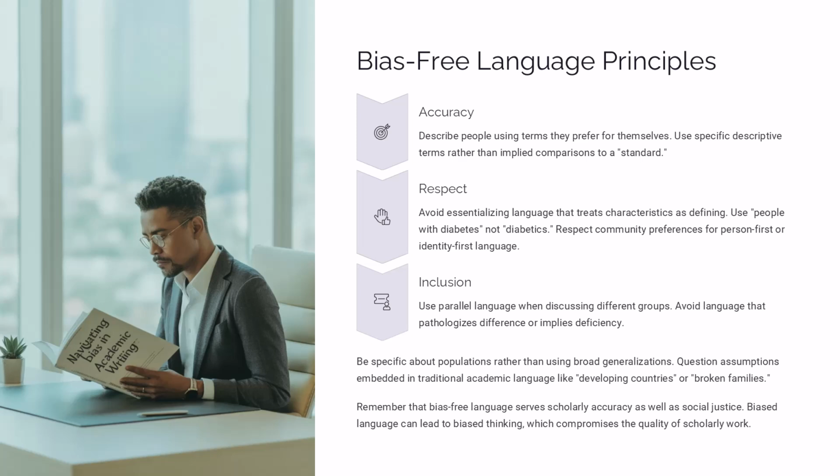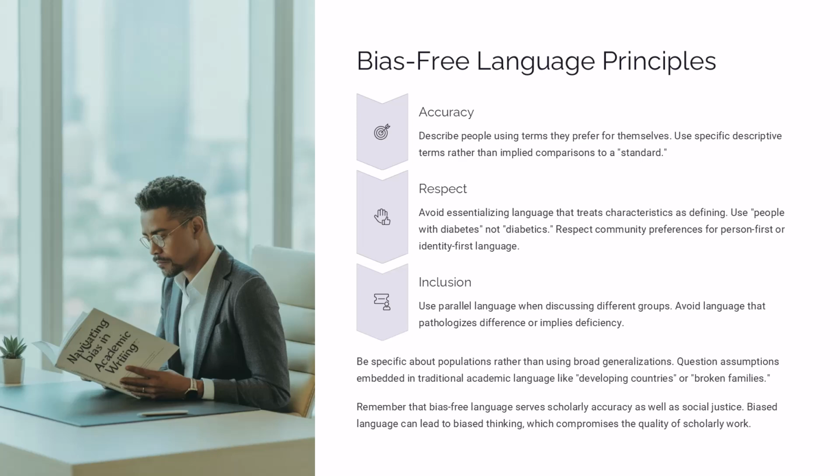Recognize that bias-free language serves scholarly accuracy as well as social justice. When your language accurately reflects the diversity and complexity of human experience, your research findings and interpretations are more likely to be accurate and useful. Biased language can lead to biased thinking, which can compromise the quality of your scholarly work.